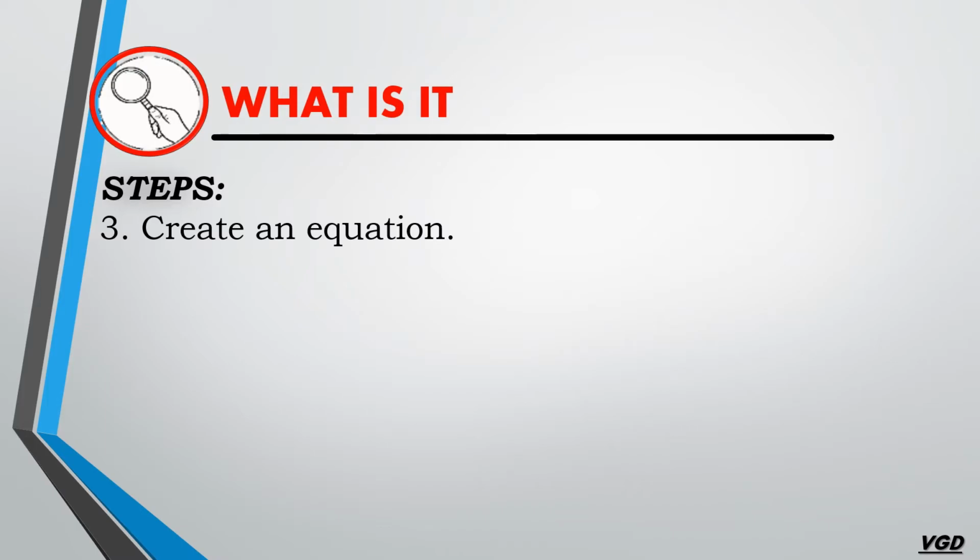The third step in solving word problems is to create an equation. Based on our problem, our unknown is the speed. And take note that in getting the value of the speed, it has the formula S is equal to D over T, in which D stands for the distance and T stands for the time.